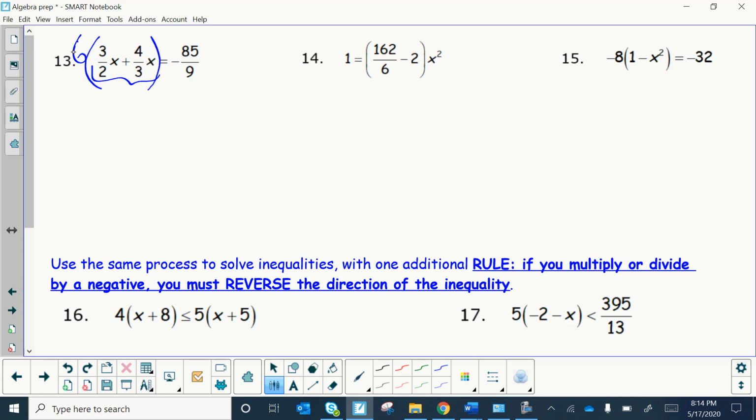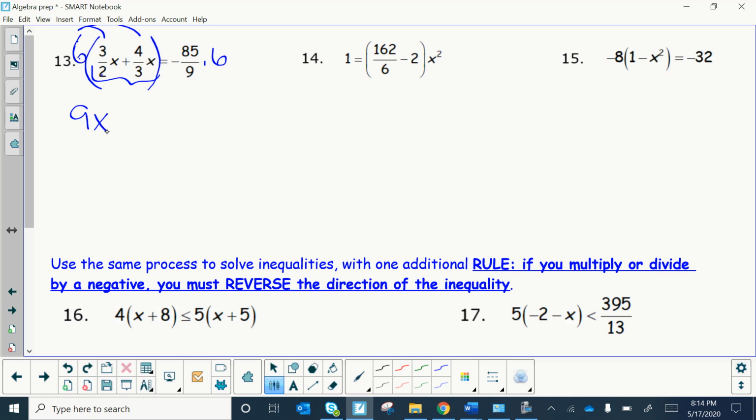Now remember, whatever you do to one side, you have to do to the other. So if I'm multiplying this side by 6, I'm going to multiply this other side by 6. So now it's just a distributive property. What is 6 times 3 over 2? Well, 2 goes into 6 3 times, so 3 times 3 is 9x. You can put it in your calculator.